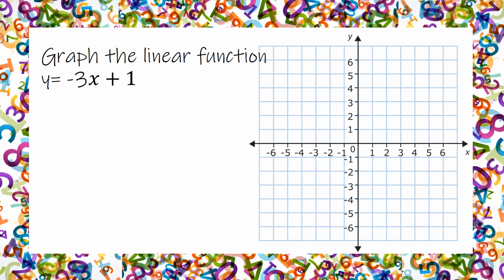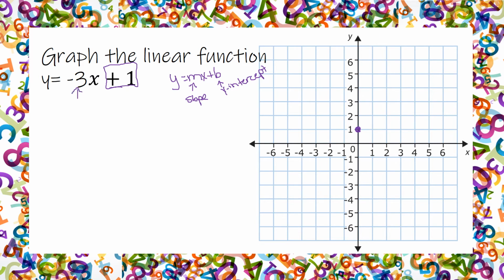Okay, we're going to graph this linear function. Remember, y equals mx plus b. The b is your y-intercept, and your m is your slope. So on this one, my y-intercept is positive 1. So I go to my y-axis, put a dot on positive 1.